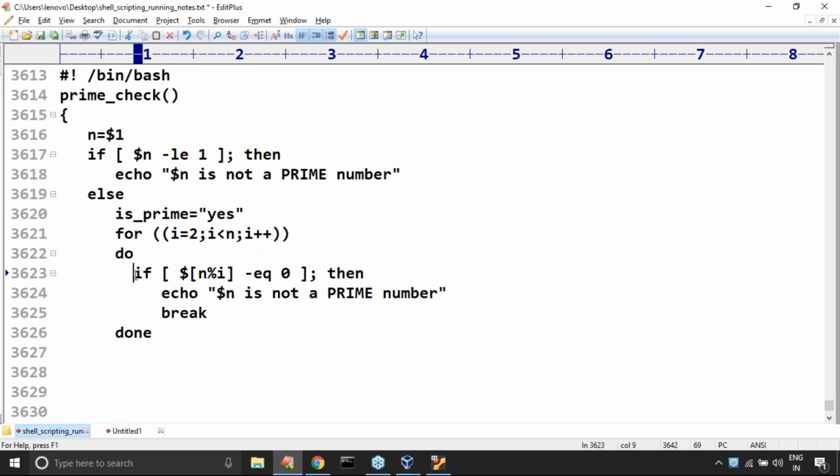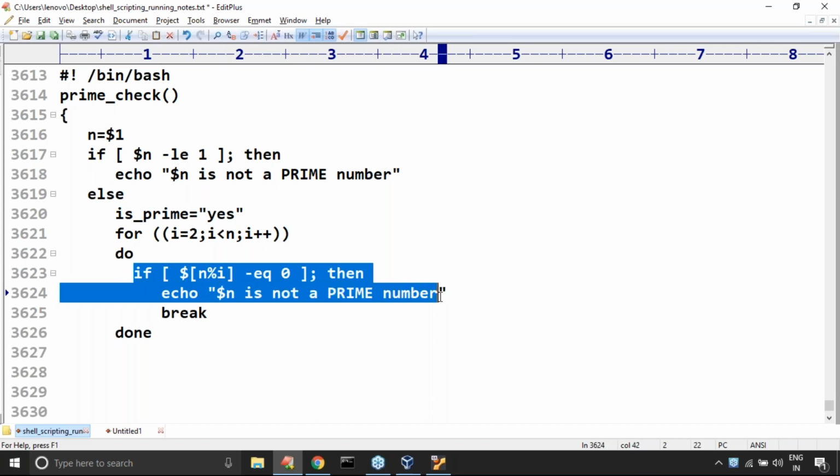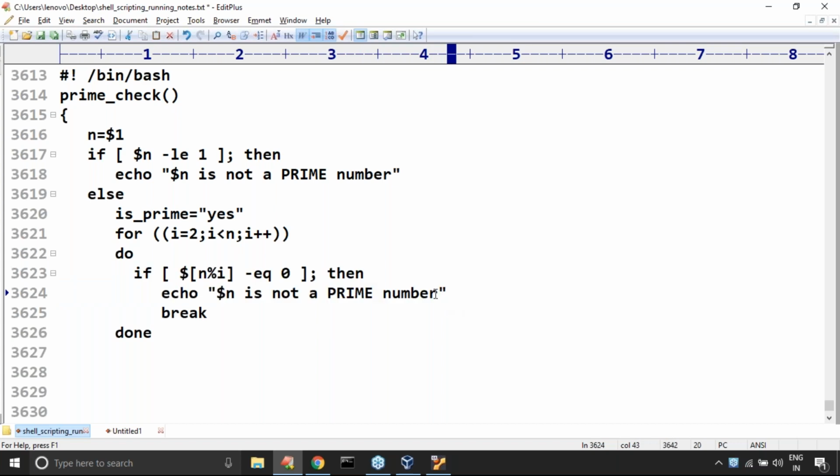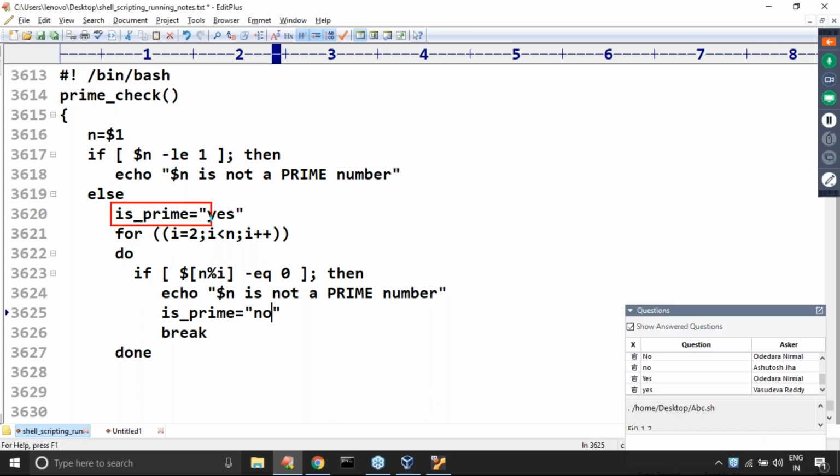So in the middle, anywhere you identify at least one other factor, echo "is not a prime number" and take is_prime equal to no. Sir, this is a very important logic. Please take special care. Are you getting the point? By default I'm taking that it is a prime number.